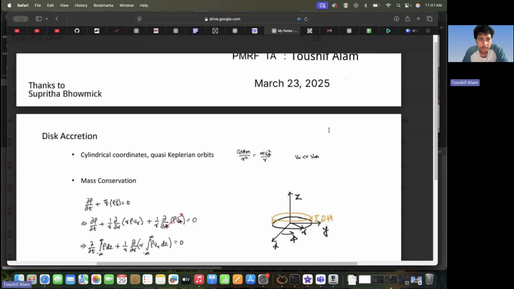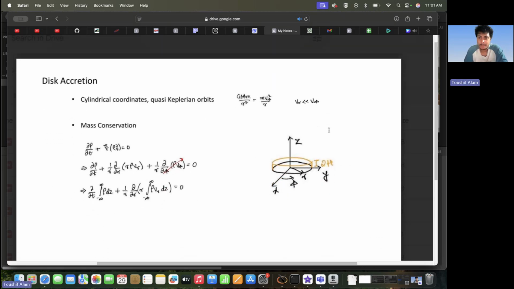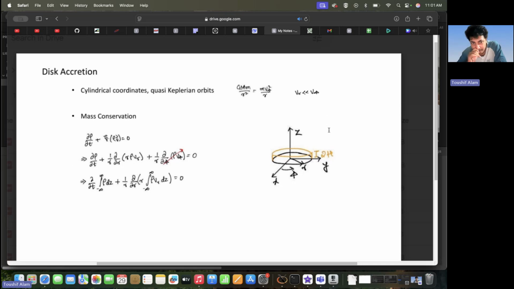So let's head on to the next section, the disk accretion. I previously talked about the disk accretion, the cylindrical coordinates, quasi-Keplerian orbit. GM by r square is v phi square by r, and v r is much less than v phi. So the mass conservation, del rho by del t plus del dot rho v is equal to 0. This holds. Del rho by del t plus 1 by r del r of r rho v r plus 1 by r del phi of rho v phi is equal to 0. Sigma is the integration of rho dz, so this will be 0.